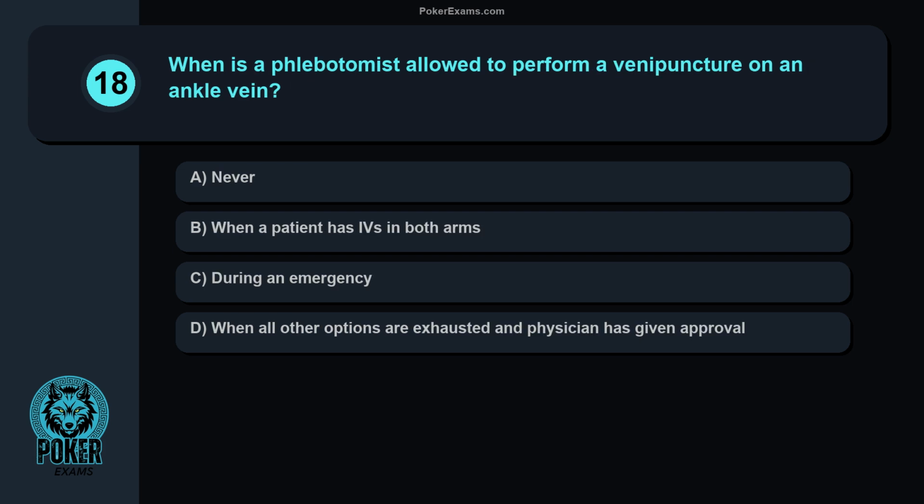Question 18. When is a phlebotomist allowed to perform a venipuncture on an ankle vein? Never. When a patient has IVs in both arms. During an emergency. When all other options are exhausted and physician has given approval.